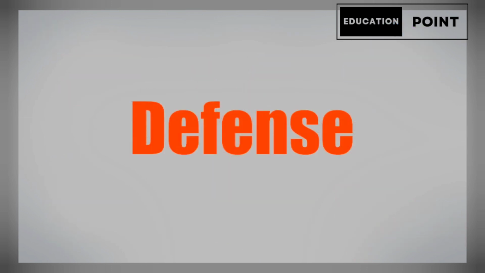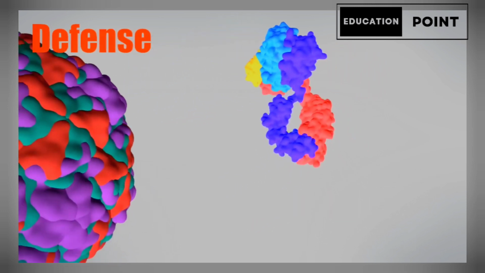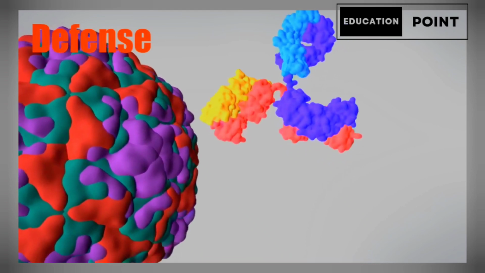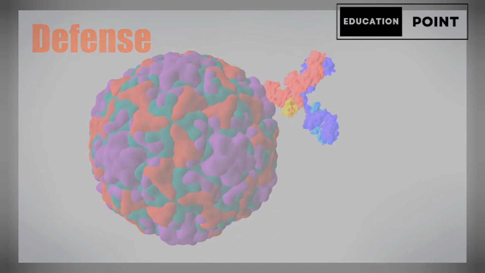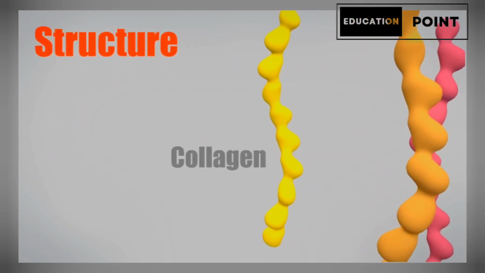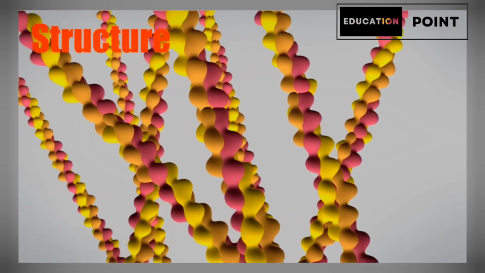The flexible arms of antibodies protect the body from disease by recognizing and binding to foreign molecules, and thus preventing the viral RNA or DNA from entering the cell. Collagen forms a strong triple helix that is used throughout the body for structural support.